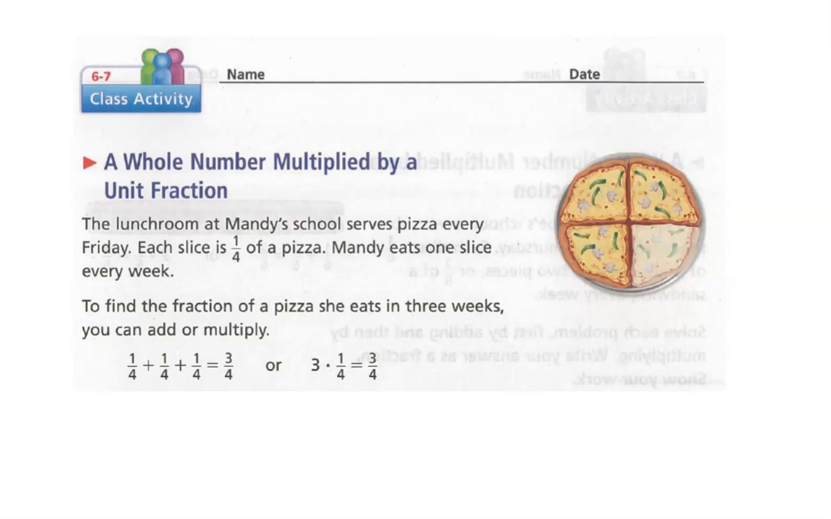This says the lunchroom at Mandy's school serves pizza every Friday, and each slice is 1/4 of a pizza, and Mandy eats 1 slice every week. So then it says to find the fraction of a pizza she eats in 3 weeks, you can add or multiply. Addition seems easy enough. This would be week 1, this would be week 2, and this would be week 3, meaning that over 3 weeks she has eaten 3/4 of a pizza, right? Well, that actually is the same thing as multiplication. She's got 3 groups of 1/4.